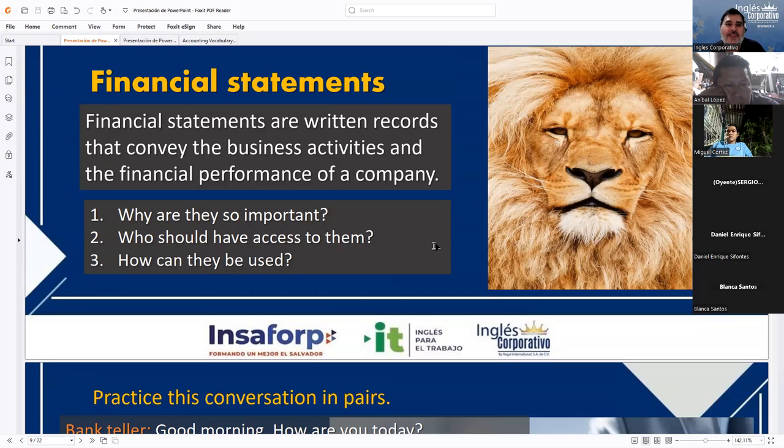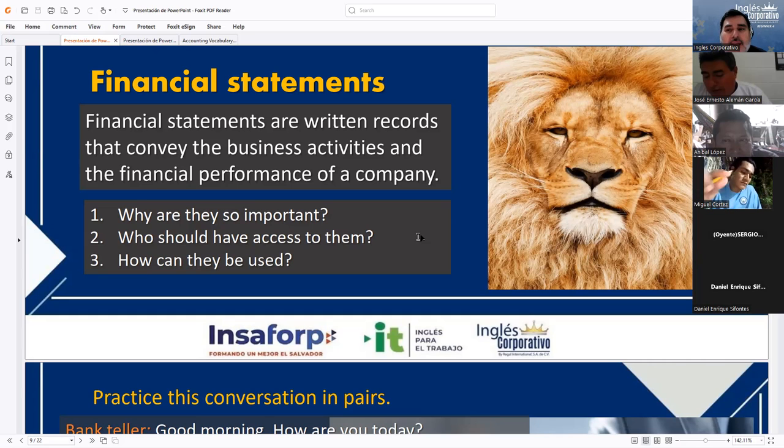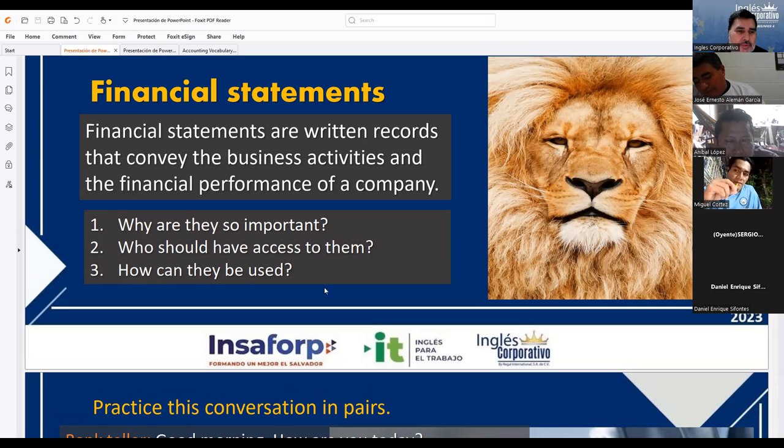Okay, we're going to get to some more of this vocabulary. Let's see, before we move on, what words do you remember from the ones that we saw? Number one, asset. Number two, liabilities. Number three, equity, income, revenue. Okay, if you say teacher revenue, yes.